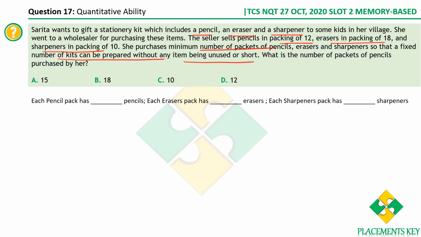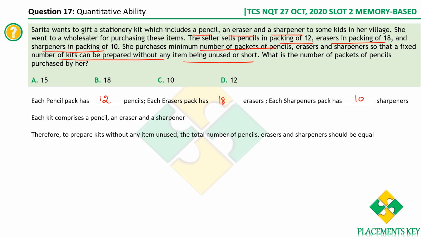Fine. See, each pencil pack has how many pencils? I'm just capturing the data here. Each pencil pack has 12 pencils, and then erasers in packs of 18, and each sharpener package is 10. Now we know that each kit comprises a pencil, one eraser, and a sharpener. Therefore, to prepare kits without any wastage or any item being short, the total number of pencils, erasers and sharpeners should be equal. Only then nothing will remain.